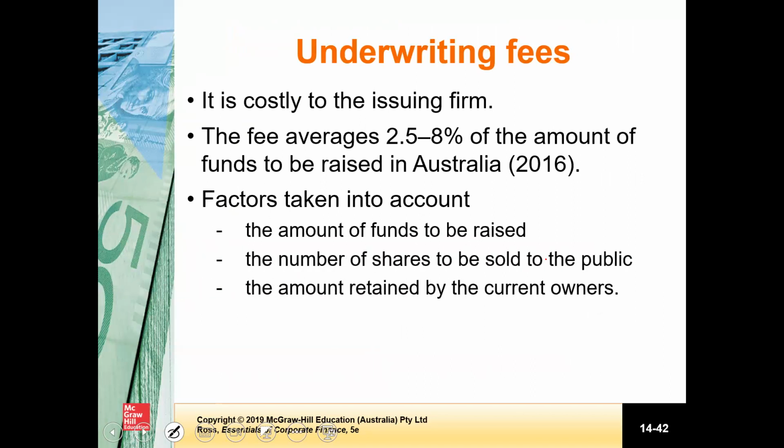Let's talk a little about the underwriting fees. Employing an underwriter is not a trivial exercise and is costly to the issuing firm. In recent years, 2016, the fee in Australia averaged from 2.5% to 8% of the amount of funds to be raised. The underwriter will advise on price and take into account the likely reaction of the market to the issue, which would include an assessment of the issue's brand name awareness, the position of the firm in the industry in which it operates, and earning growth. The underwriter will also take into consideration the amount of funds to be raised, the number of shares to be sold to the public, and the amount retained by the current owners.